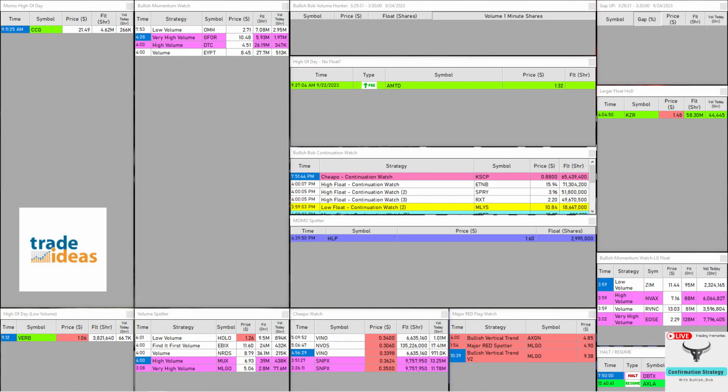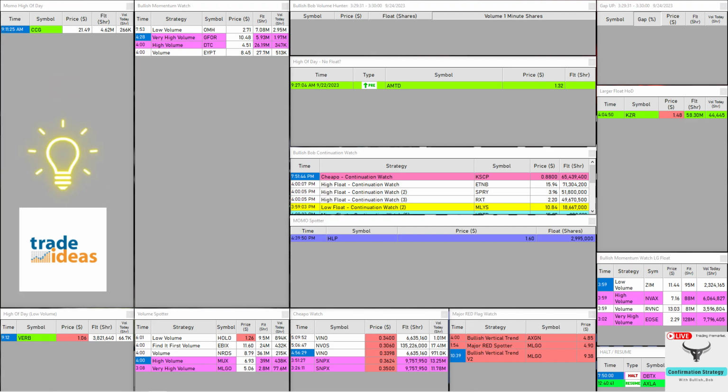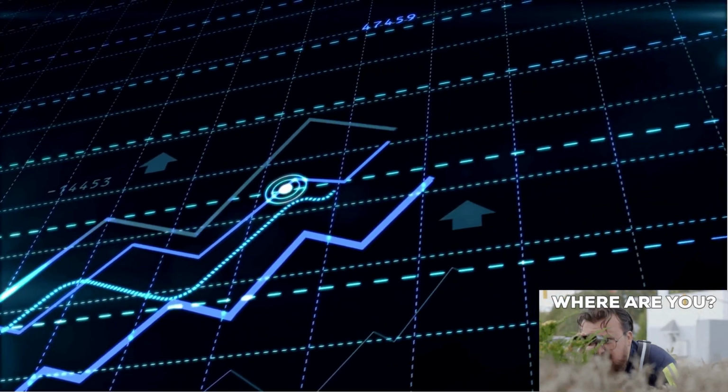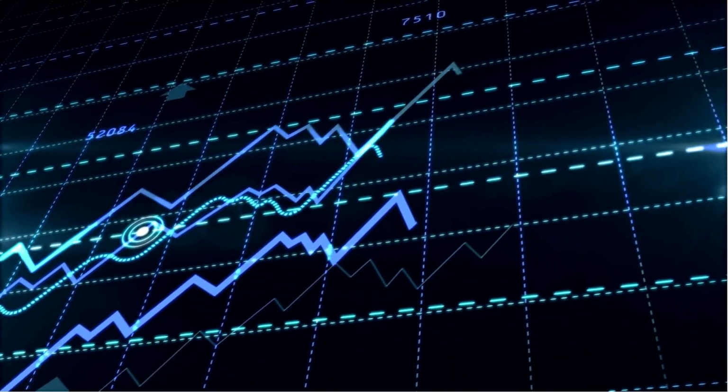What you're looking at now is my Trade Ideas Pro pre-market layout. On the left-hand corner, we can see this is a momentum high of day scanner. A momentum high of day scanner is a tool or feature commonly used by day traders to identify stocks that are exhibiting strong momentum and have reached their highest price point of the trading session, referred to as the high of day or HOD scanner. This scanner helps traders find stocks that are making significant upward moves and may be ripe for potential trading opportunities.